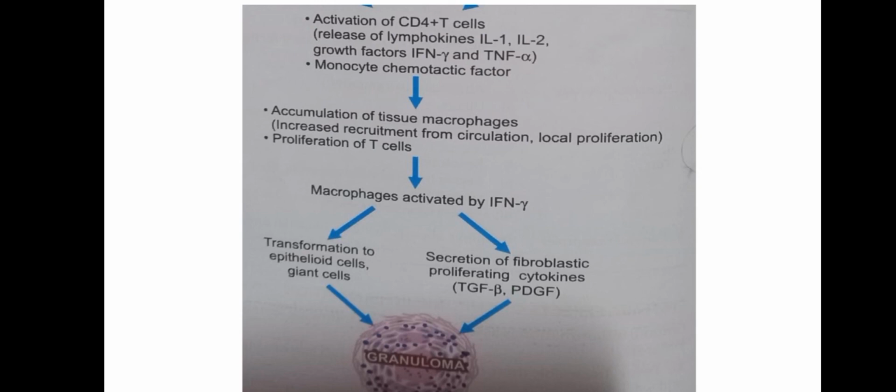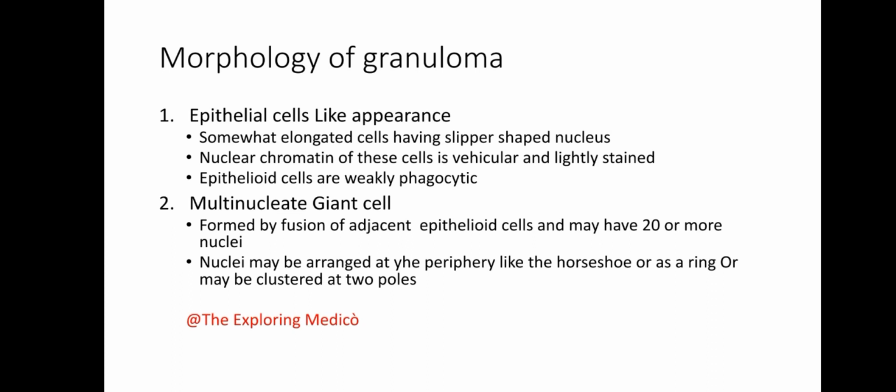Morphology of granuloma: epithelial-like appearance, somewhat elongated cells having a slipper-shaped nucleus. Nuclear chromatin of these cells is vesicular and lightly stained. Epithelioid cells are weakly phagocytic. Second, multinucleate giant cells formed by fusion of adjacent epithelioid cells and may have 20 or more nuclei. Nuclei may be arranged at the periphery like a horseshoe or as a ring, or may be clustered at two poles.